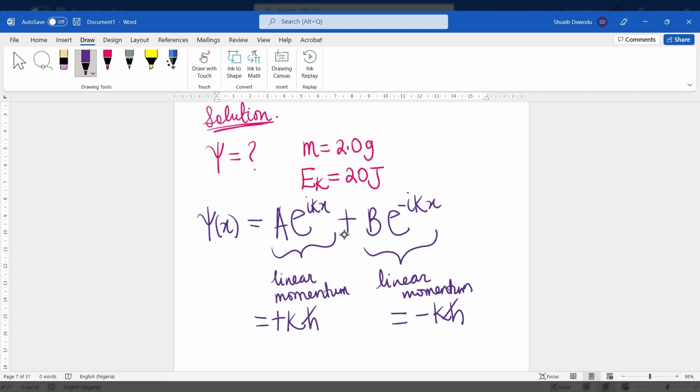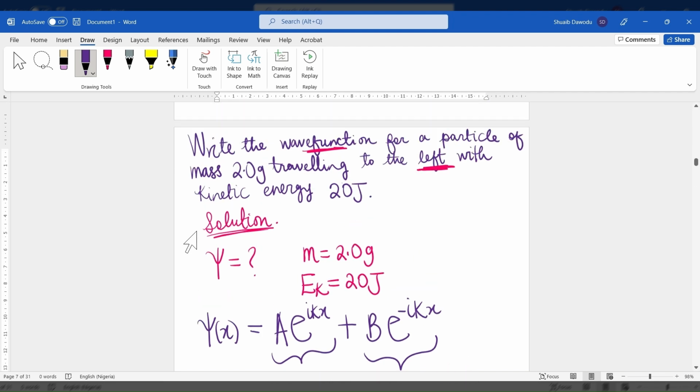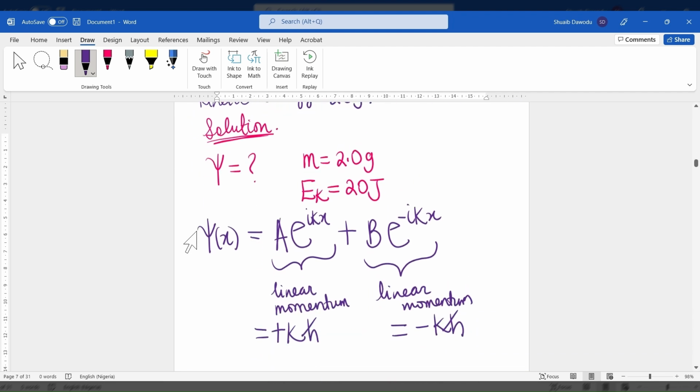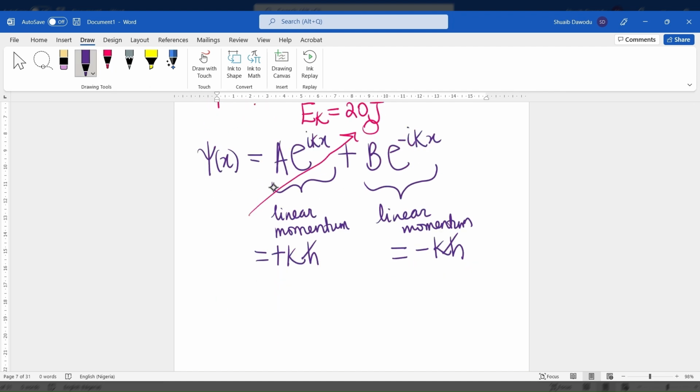I wanted to quickly mention this because whenever you see a question like this, you're going to be wondering, how do I solve this? Well, we're asked to solve for the wave function for a particle traveling to the left. Now, this first term is going to go to zero because our particle is traveling to the left. Hence, the sign of the linear momentum is going to be negative. So we're going to rewrite this as the wave function is supposed to be b e raised to the power of negative ikx, and we can simply ignore the b this time and say the wave function is going to be in terms of e raised to the power of negative ikx.